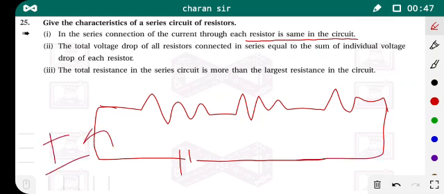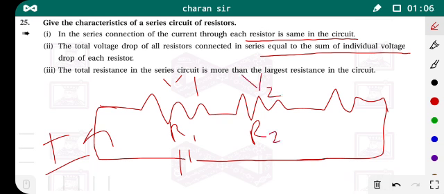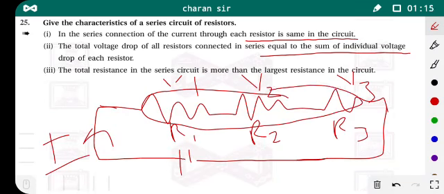Okay, this is the first one. Second one: the total voltage drop of all resistors connected in series is equal to the sum of the individual voltage drops of each resistor. Suppose the voltage drop across the resistor R1 is V1, across the resistor R2 is V2, and across the resistor R3 is V3. So the voltage drop across this combination of R1, R2 and R3 is given by the summation V1 plus V2 plus V3. This is the second characteristic.